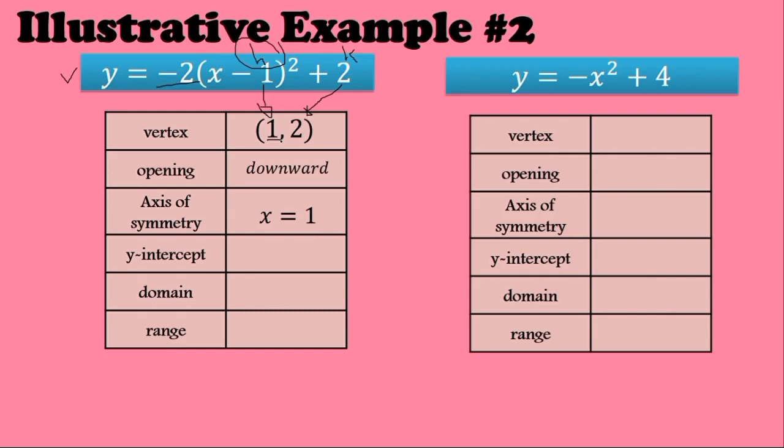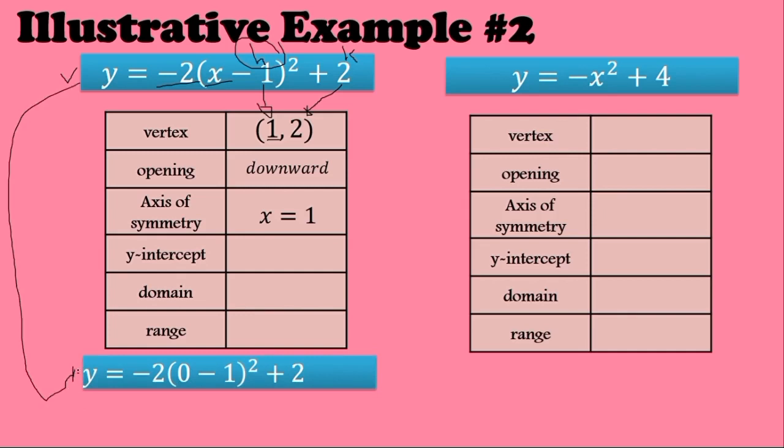The y-intercept now, we're going to solve for it. All you have to do is to let x be equal to 0. We do this here by substituting x with 0 to get the value of y. So 0 minus 1 is negative 1. But negative 1 squared will give you positive 1. So negative 2 times 1 is negative 2, plus 2 equals 0. So the y-intercept is 0.